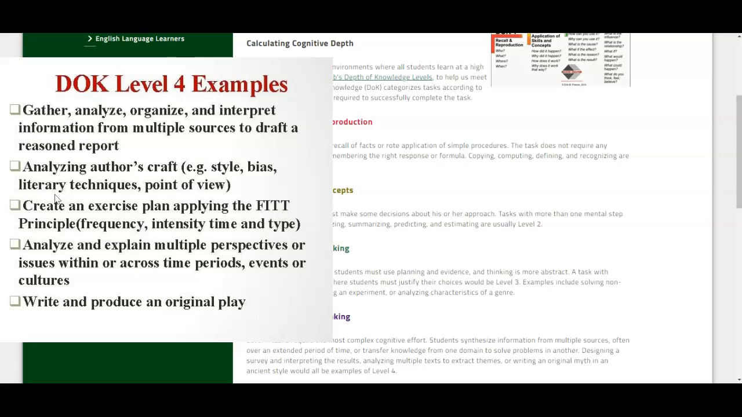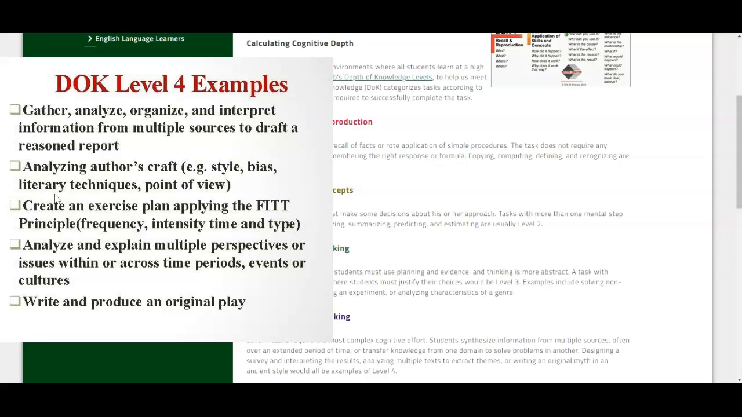Level 4 is extended thinking. Level 4 tasks require the most complex cognitive effort. Students synthesize information from multiple sources, and it may take an extended period of time. And the transfer of knowledge from one domain to another is often present. Designing a survey, interpreting the results, analyzing multiple texts, and extracting themes, or writing an original myth in an ancient style would all be examples of level 4.